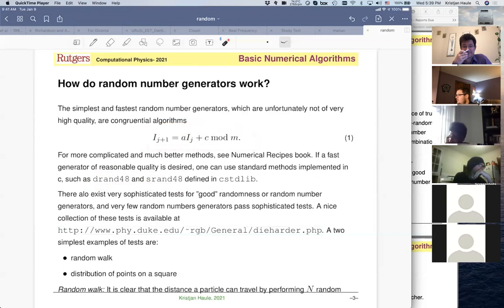Now, of course, the more sophisticated random number generators have much more complicated formulas, and they pass much more sophisticated tests for randomness. So there are lots of tests for randomness, and here is a website which contains a large number of different tests that good random number generators have to pass.